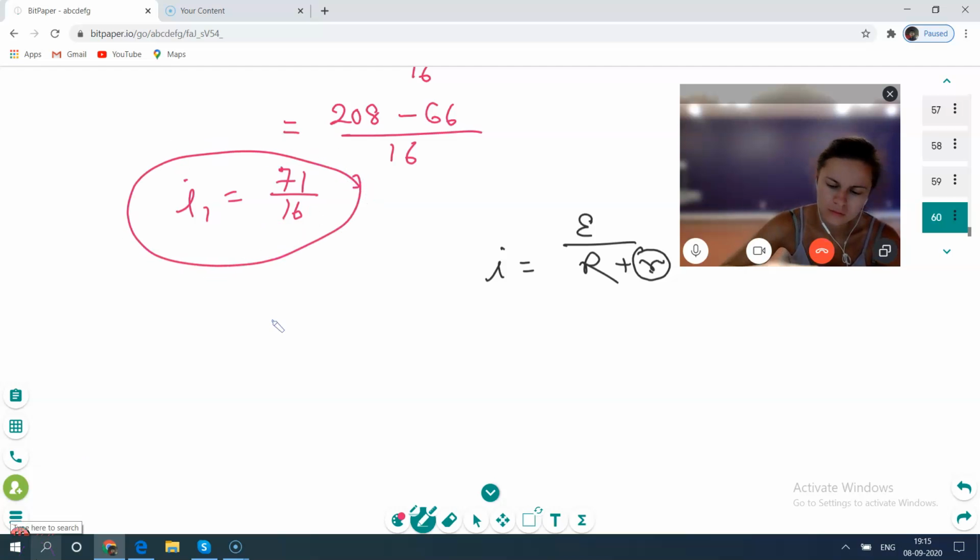Which one? 71 divided by 16. No. How much did we get? Oh, sorry. Yes, it's going to be almost 4.5. Yeah, 4.43, so 4.5. Did you understand or not?